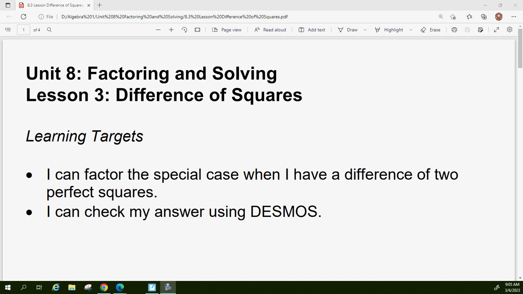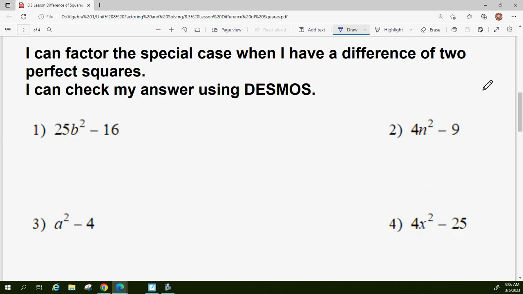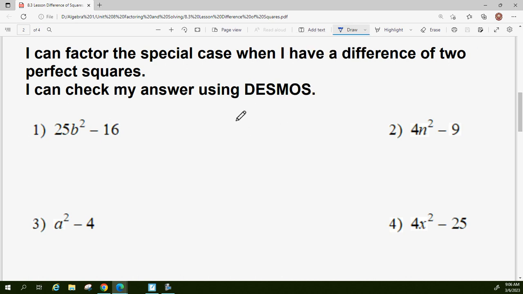Okay, today we are going to continue talking about factoring quadratics. Today we're going to talk about a special case where we have some perfect square terms. And so the first thing we're going to talk about when we talk about perfect squares is exactly what they are. Perfect squares are numbers whose factors are the same number.